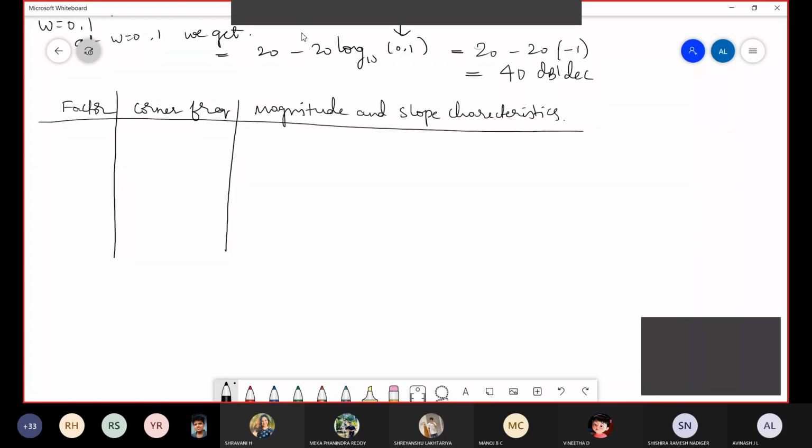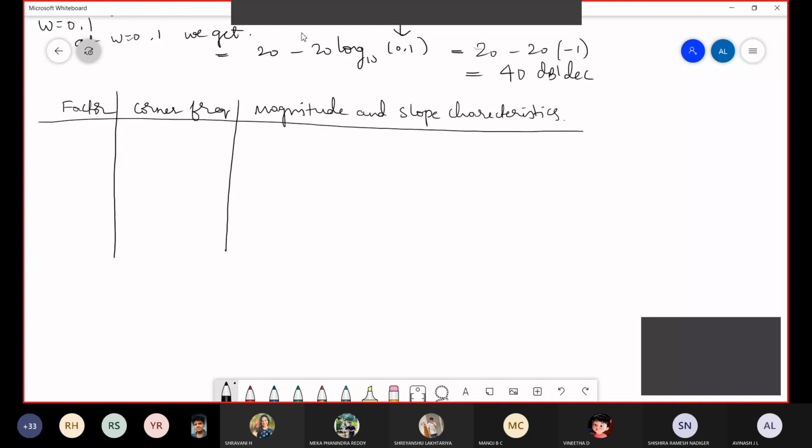So make this particular table with columns. There is a factor. Second one is the corner frequency, and the third thing is the magnitude and slope characteristics. Okay, so when you are talking about the factor, in this particular numerical, what are the factors available in this equation after putting s equal to j omega?